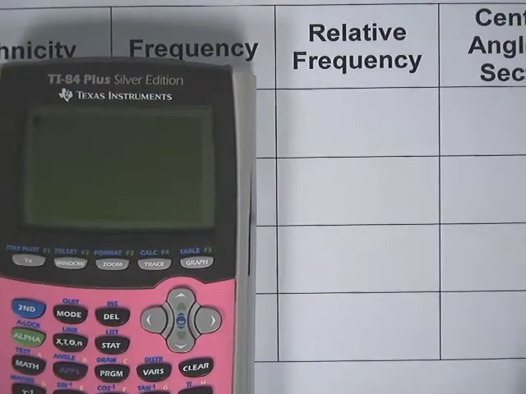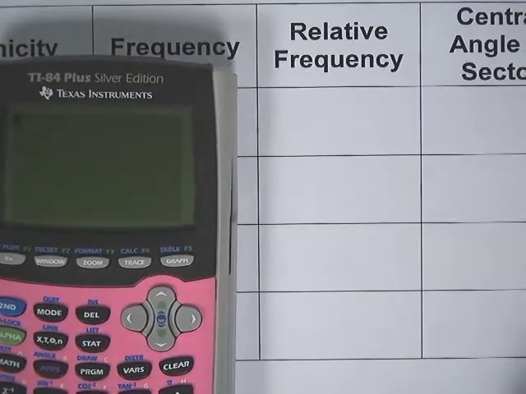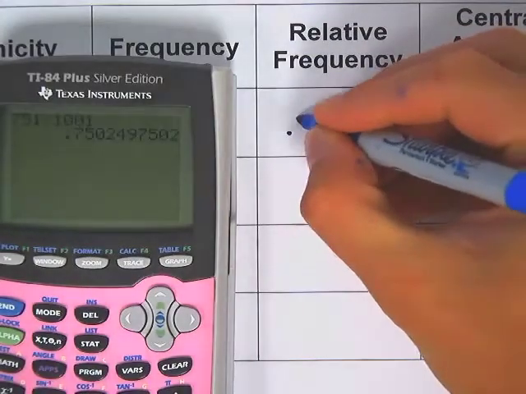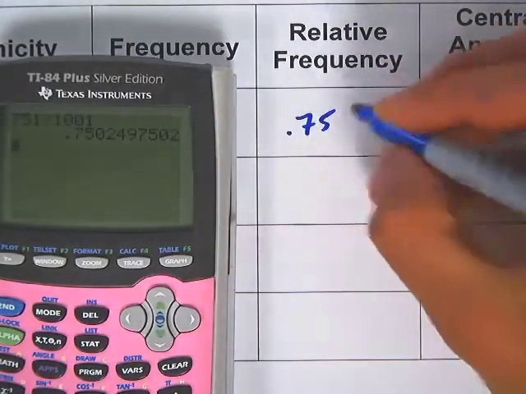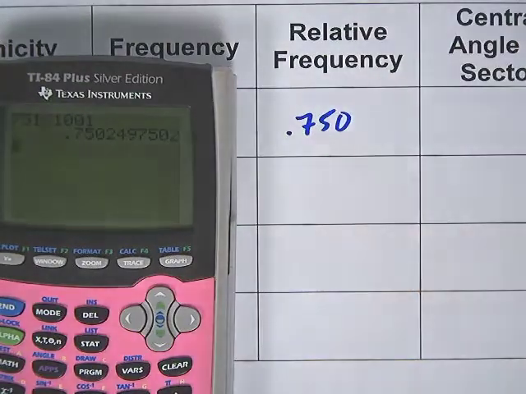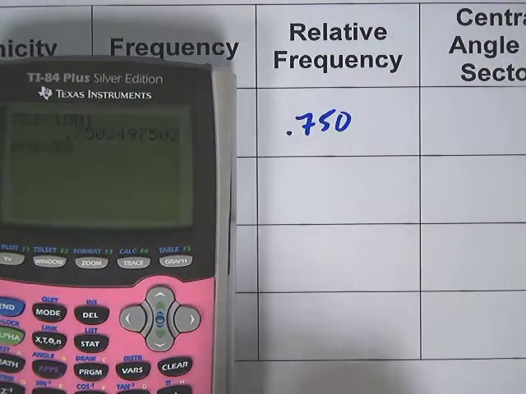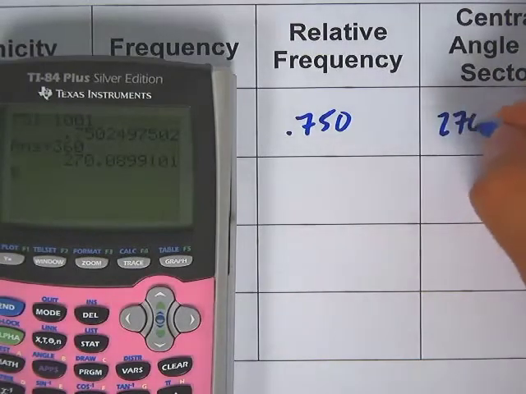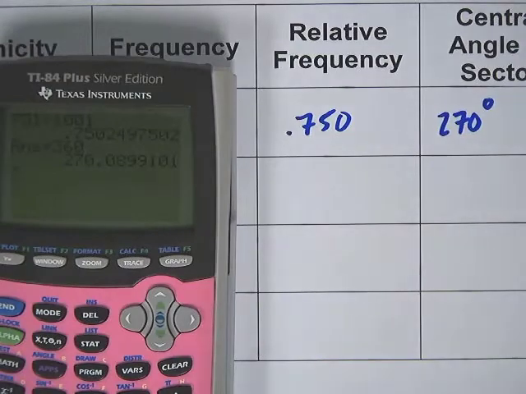So I'm going to take my frequency. The first frequency was 751. I'm going to first divide that by 1001. That represents my relative frequency. I'm going to round that to the nearest thousandth. And then I'm going to take that times 360 to get the angle measure. That ends up being about 270 degrees. I think I'm going to round all of these to the nearest degree.